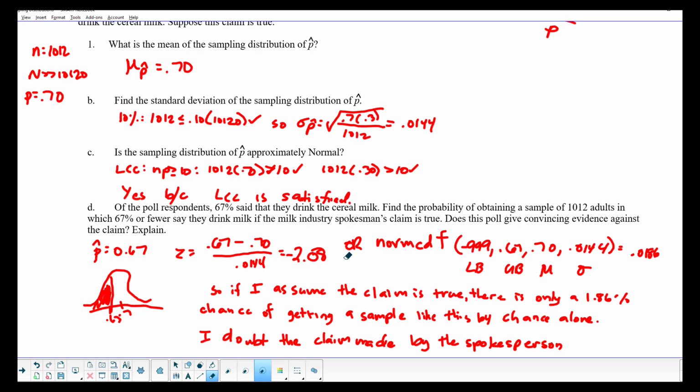Now, I didn't have a z-table handy, so I used my normal CDF calculator with a lower bound of negative 999 and an upper bound of 0.67, the observed value. My mean was 0.70, sigma was 0.0144, and I got 0.0186. It's a 1.86% chance. So if I assume that the claim is true, there's only a 1.86% chance of getting a sample like this by chance alone. That's very unlikely. So what that tells me is that, hey, you know what, maybe this claim, 70%, maybe it's not really true. Maybe that value is actually closer to 67%.